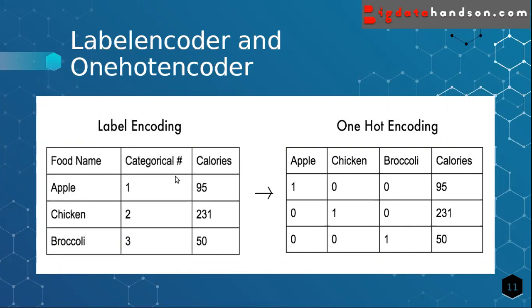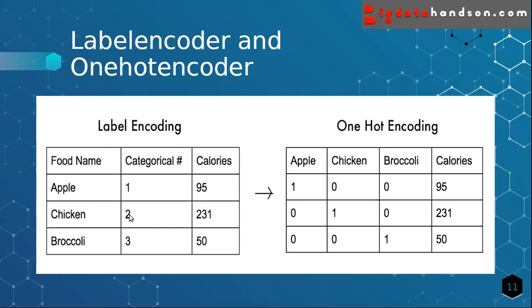Why? Because if you do only the label encoding part, what will happen? We just have numbers 1, 2, 3, right? In numbers, 3 is greater than 2, and 2 is greater than 1. So you are implicitly telling that broccoli is greater than chicken, and chicken is greater than apple. We don't want to do that.